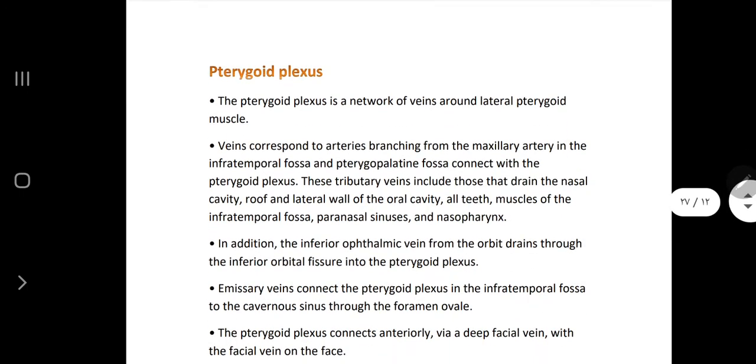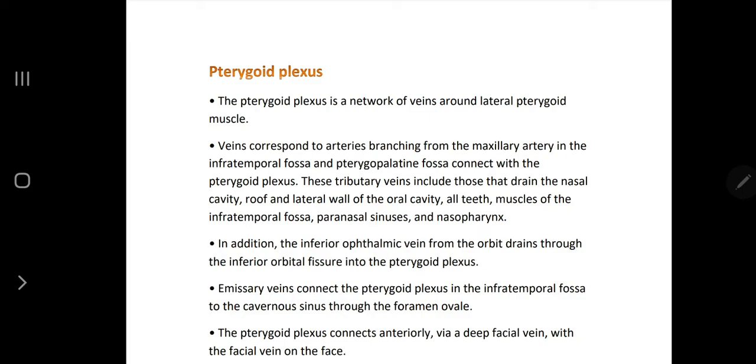Pterygoid plexus. The pterygoid plexus is a network of veins around the lateral pterygoid muscles. هي عبارة عن شبكة من الأوردة around the pterygoid muscles. Veins corresponds to the artery branch, to the anterior branch of the maxillary artery, and the infratemporal fossa and pterygopalatine fossa connect with the pterygoid plexus.